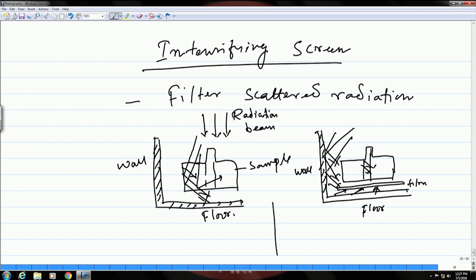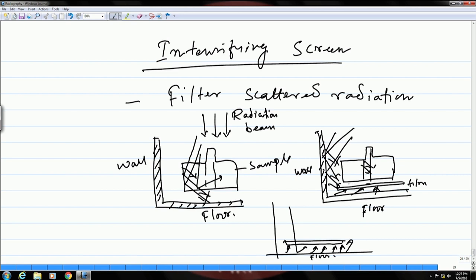And in the third case, you can get scattering from this floor also, which is opposite to the sample, like this. Okay. So, there are different sources of this backscattered radiations, and as I told, these scattered radiations are not good for the quality of the image and you need to filter them out.